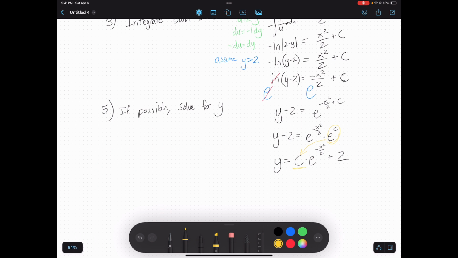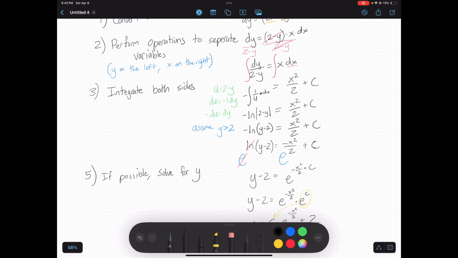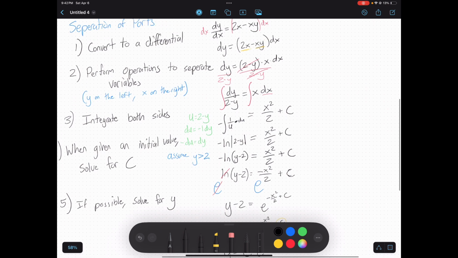Awesome. So what was the step that I skipped? Well, this step that I skipped didn't apply to what I gave you because it deals with if you have an initial value. So step 4, when given an initial value, solve for C. We saw some questions like this back when we first learned about antiderivatives and indefinite integrals, right? Sometimes if they give you an actual data point, you can solve for what C is. I didn't give you a data point, and that's why we skipped that.